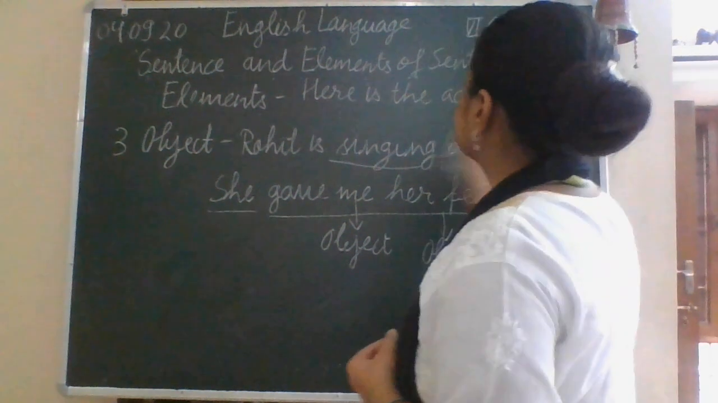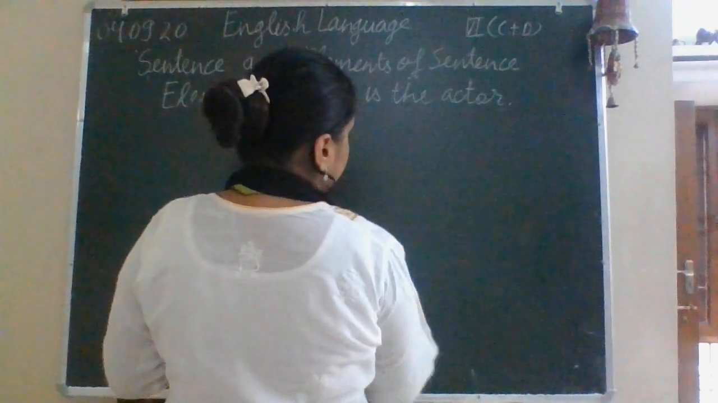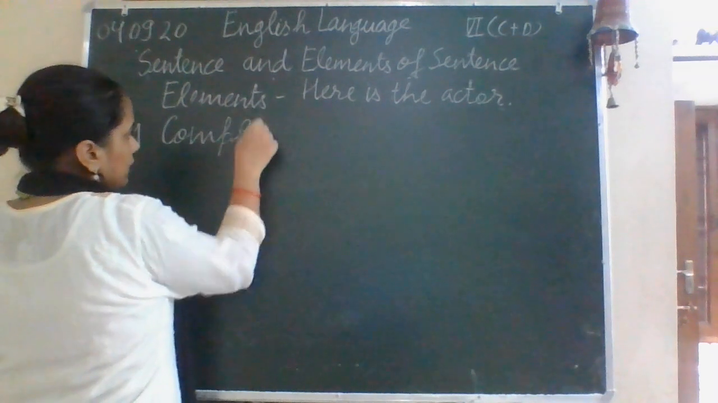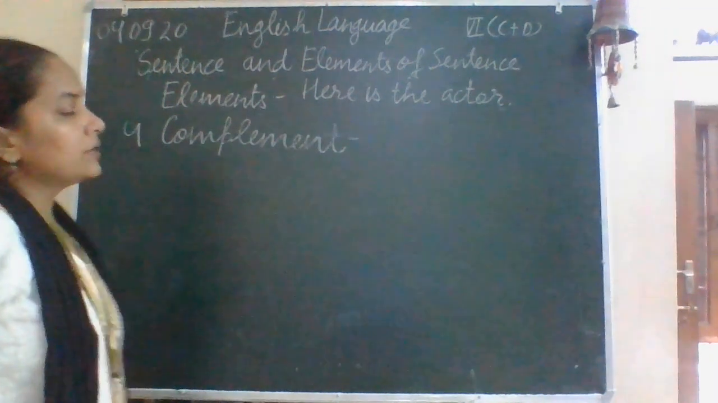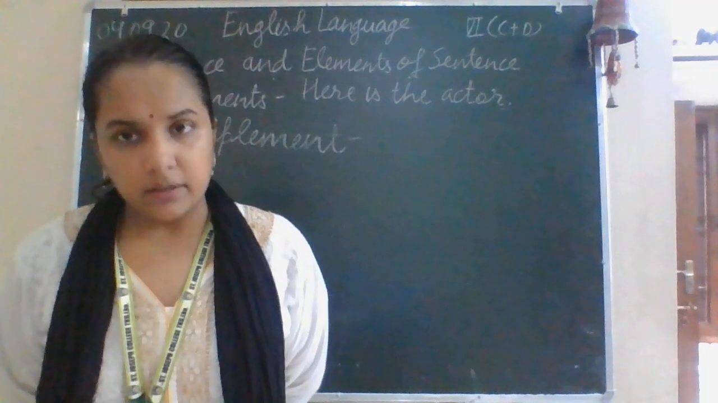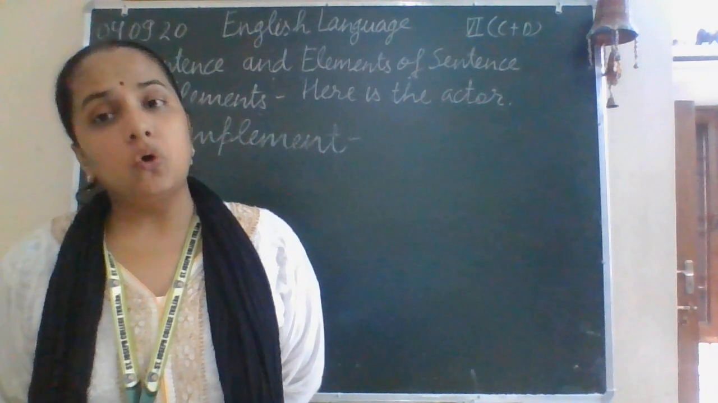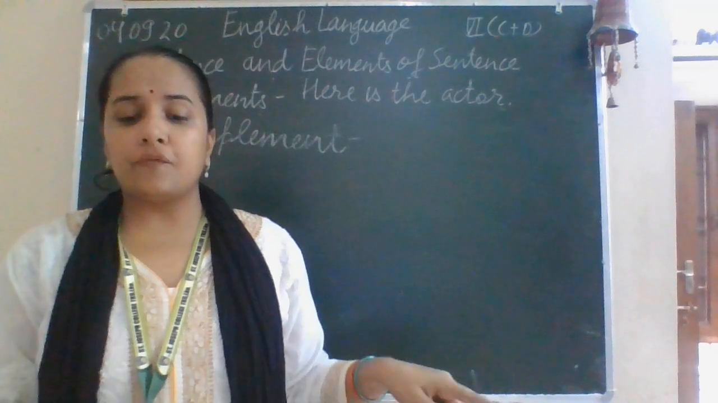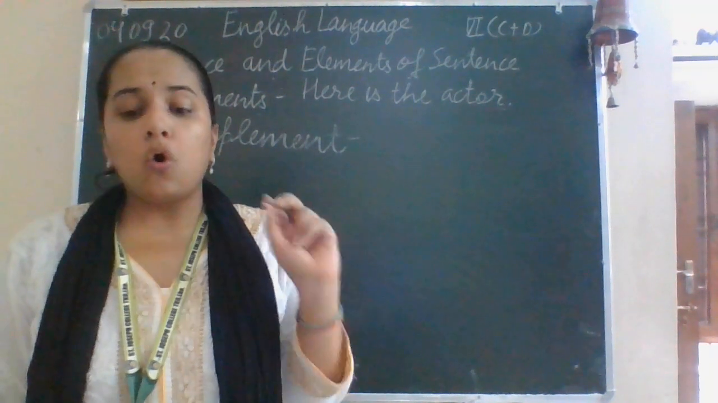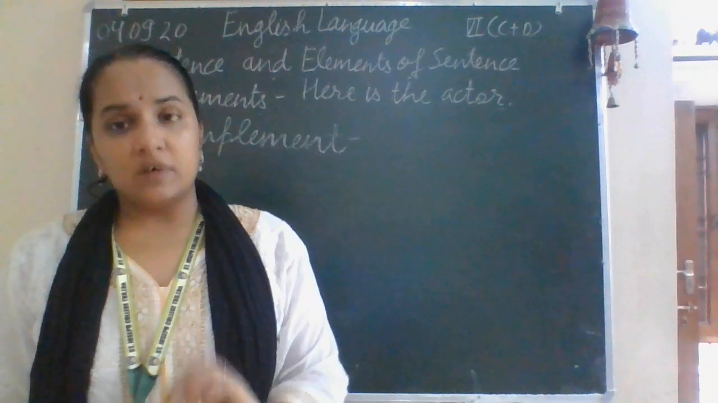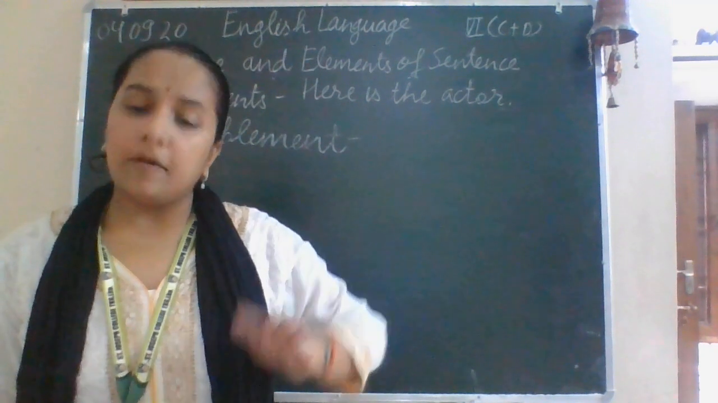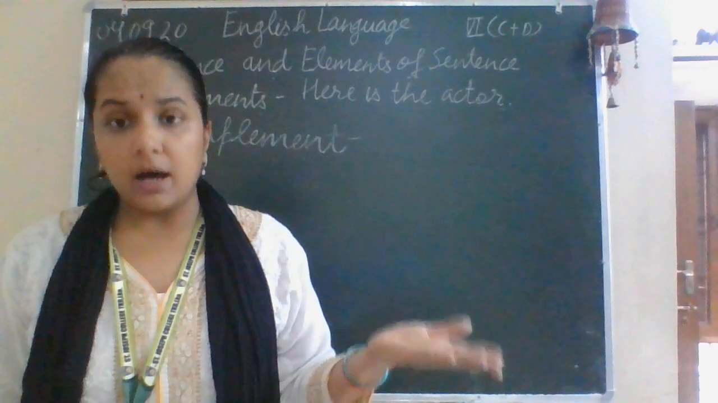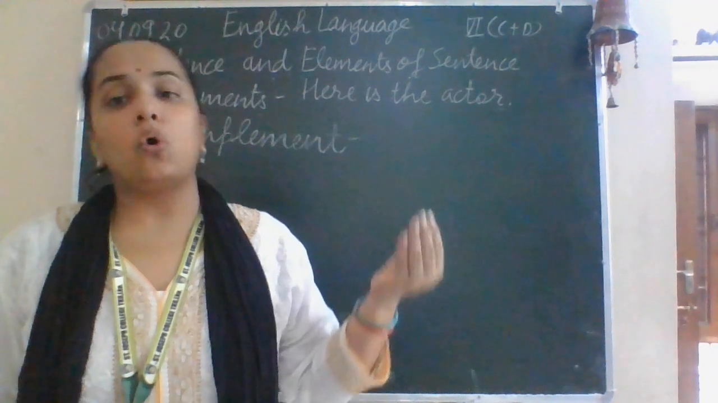Now, the fourth and the last element of the sentence is a complement. What is a complement? A complement is a word or group of words that follows a verb and describes a noun or pronoun that comes before it. It can be a word or a group of words that comes after the verb, and it describes something about the subject, or we can say the noun or the pronoun of the sentence.